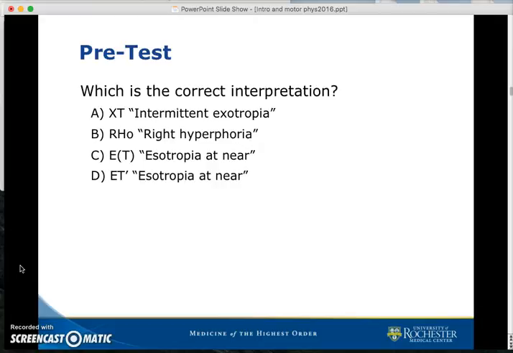So there are a number of pretest questions as we go through here. Look at the question, answer in your head. You can pause if you need to and then move on. We'll have the answers towards the end.